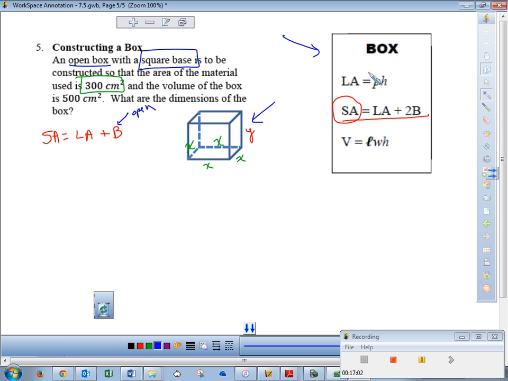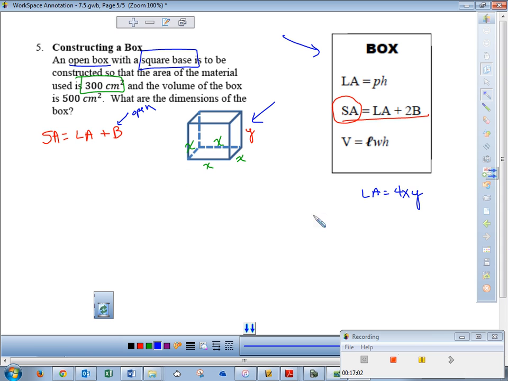Lateral area. Let's find him off to the side. P stands for perimeter of the base. H stands for the height. What's the perimeter of the base? X plus X plus X plus X, a.k.a. 4X, times the height, which is Y. Good?